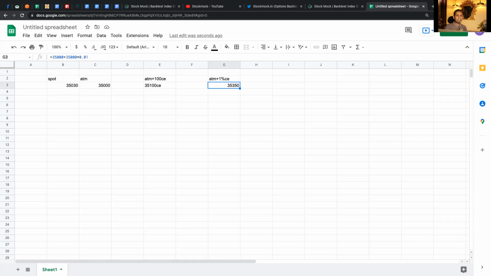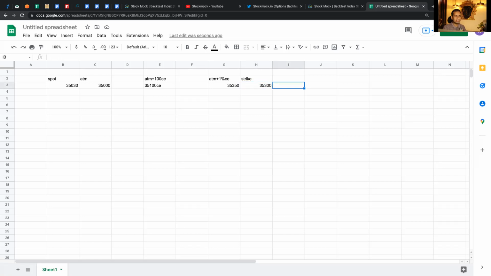But we know that we cannot trade this 35,350. It has to be a multiple of 100. So we'll choose the closest to 100. So the strike that it will trade is 35,300. Because if it is less than 50, it will choose the previous strike. If it's more than or equal to 50, it will choose the next 100th strike.